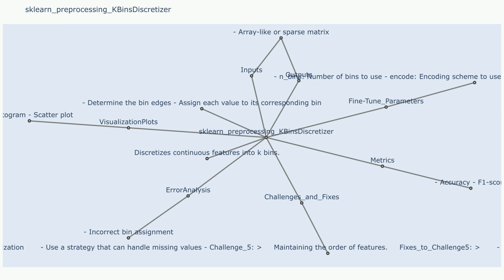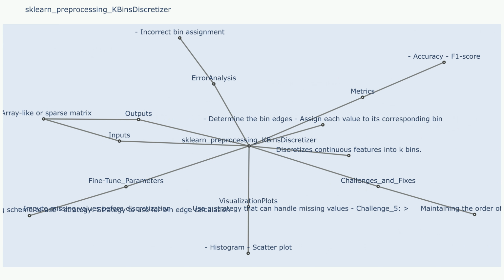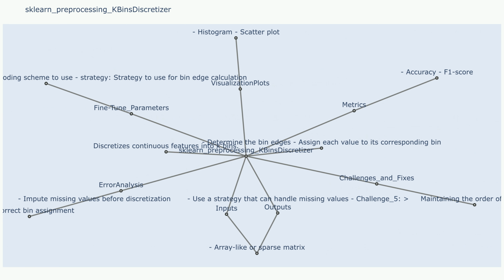Inputs. X. A NumPy array or pandas data frame containing the data to be discretized. Each column represents a feature. encode. A string indicating the encoding scheme to use. Options are onehot, which encodes each bin, creating a binary feature for each bin in a column. Ordinal encodes bins with consecutive integers.